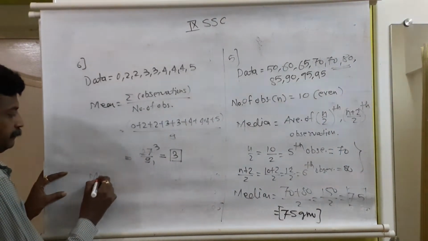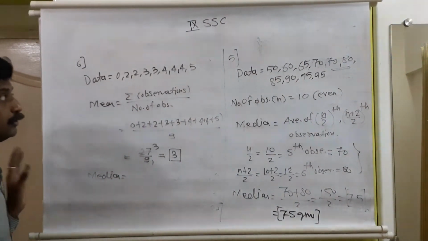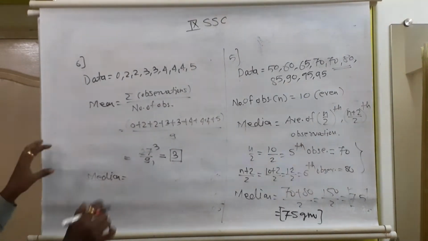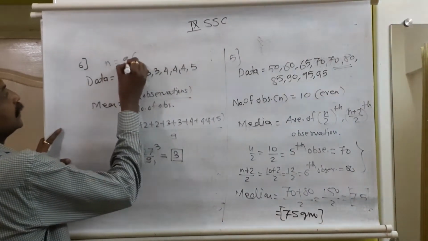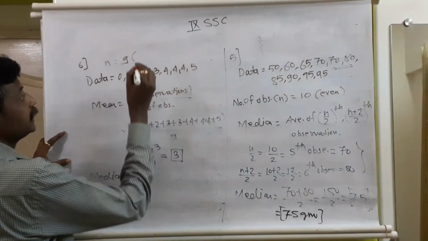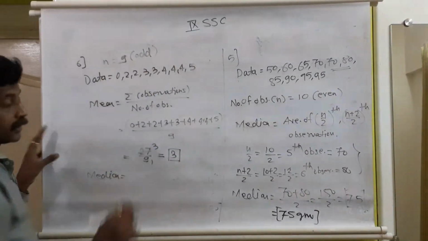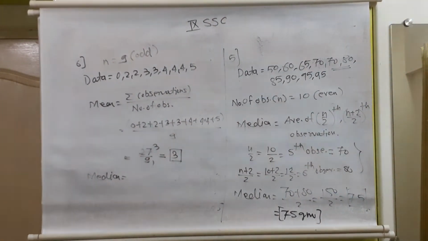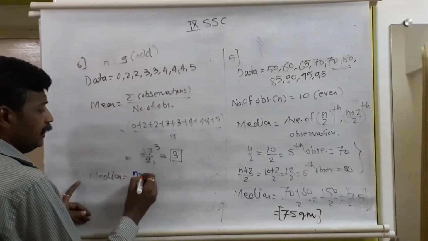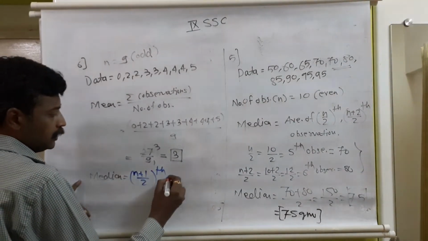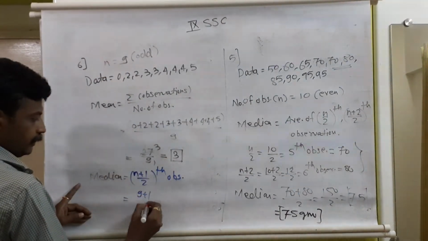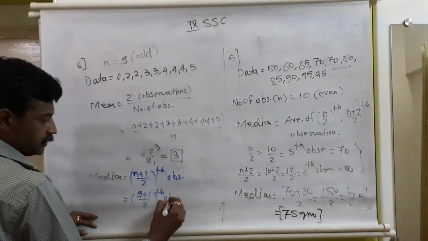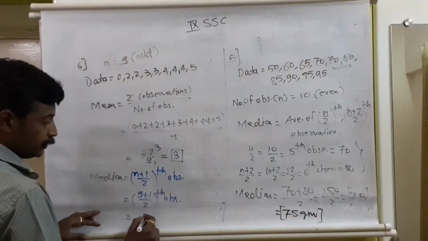Then second is the median. To find the median, first we need to know whether the number of observations is odd or even. So we mention the number of observations, n is equal to 9. Score of 9 matches, so it is odd. If the number of observations is odd, the formula to find the median is the n plus 1 upon 2 observation. Here n is 9, so 9 plus 1 is 10, 10 upon 2 is 5.